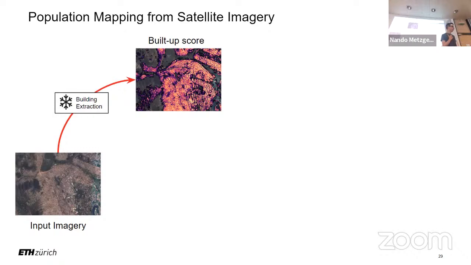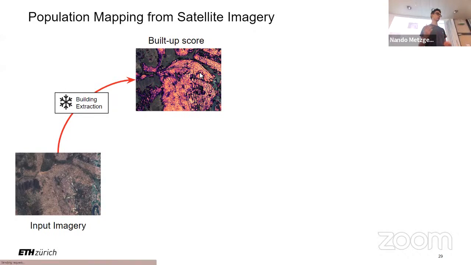The idea that we came up with was to have an input image and a building extractor to extract some built-up score. In practice, we noticed that such a building extractor works even in the developed world, and then we do some adaptation. We can adapt it to developing countries, and it works quite well. So we use a frozen extractor and get a score out of it.